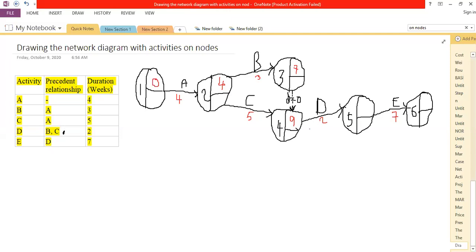Then alongside activity D, I have only one arrow. I'll take 9 plus 2. This will give us 11. And then, of course, we take 11 plus 7. This will give us 18.